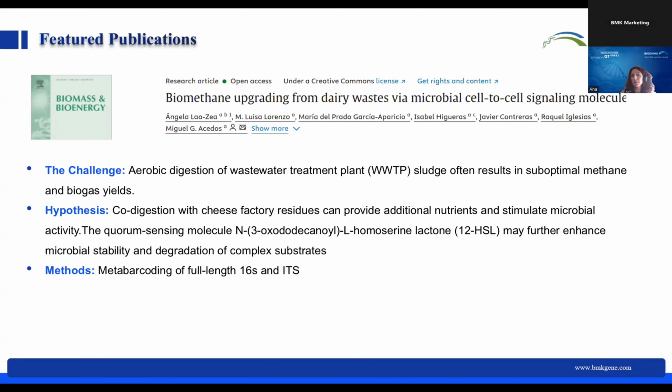But they also wanted to see if adding a quorum sensing molecule would further enhance the stability and the degradation of the complex substrates. So in order to study the mechanisms behind this, the researchers performed amplicon sequencing of full-length 16S and ITS with the PacBio.